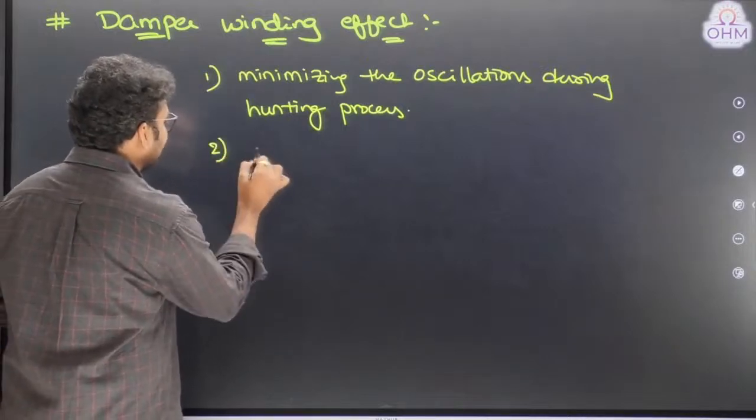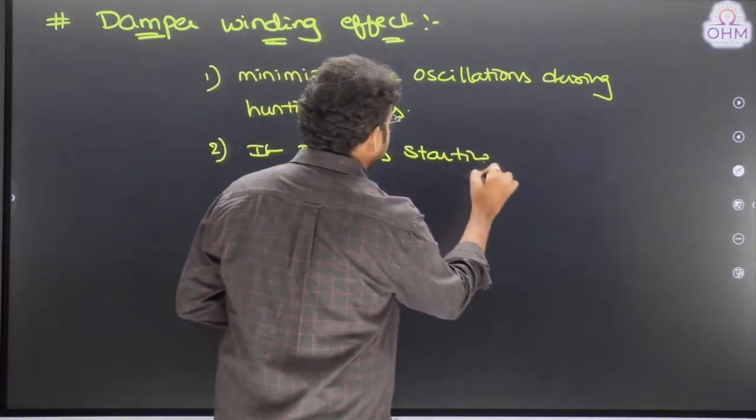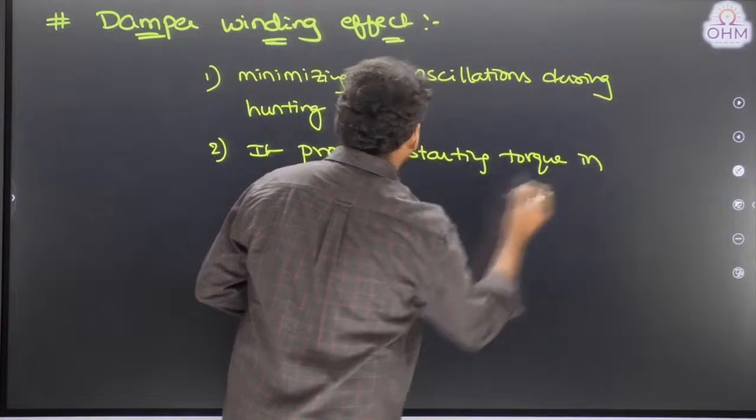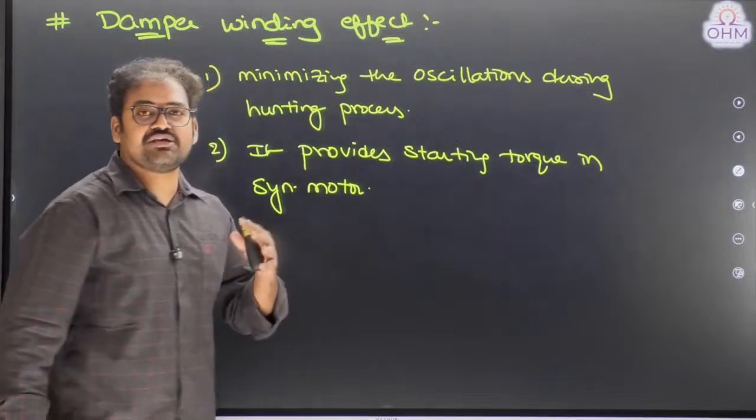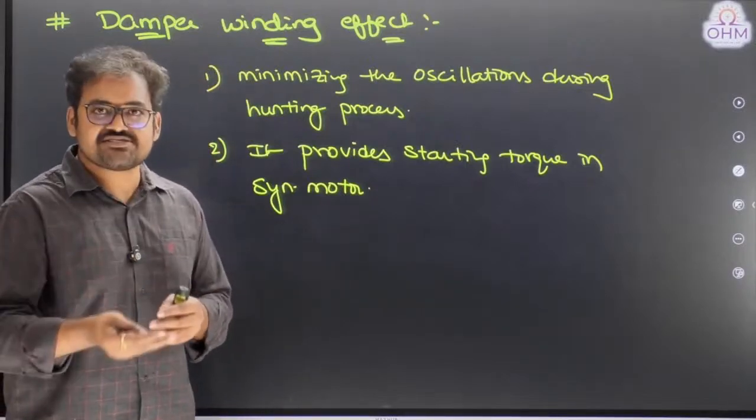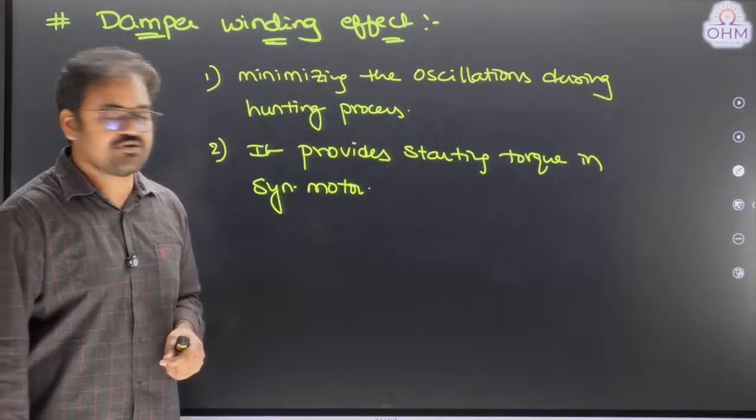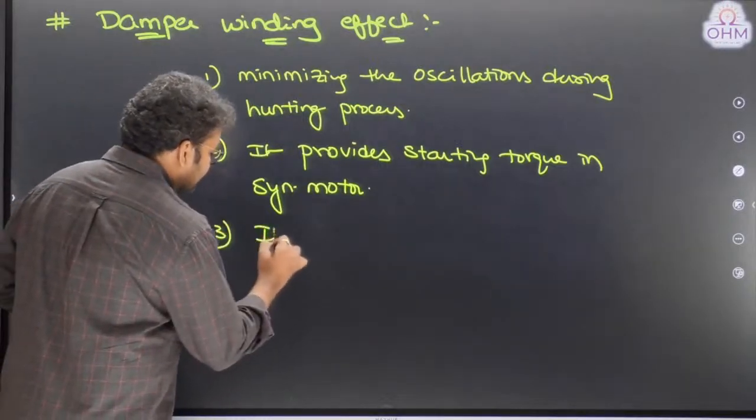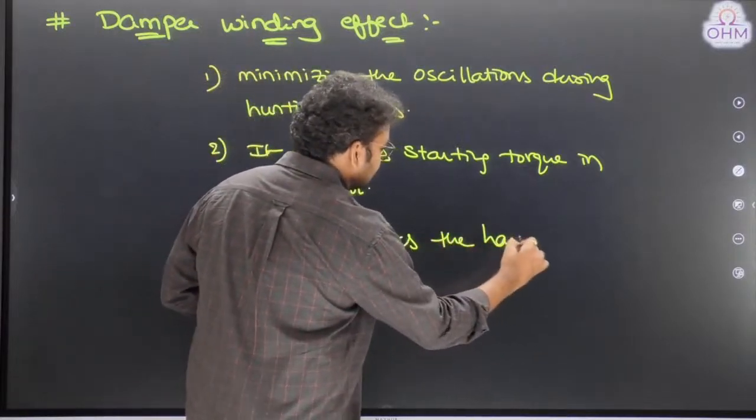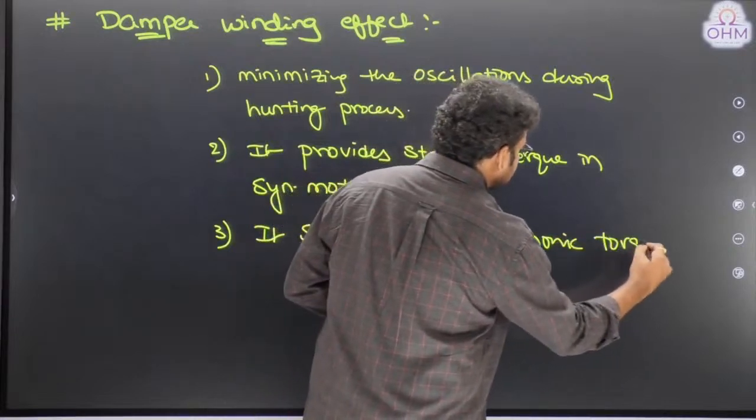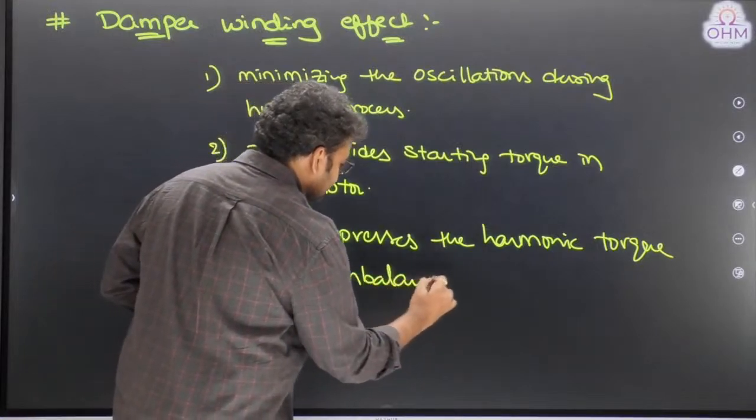Second advantage is that it provides starting torque in a synchronous motor. Inherently, a synchronous motor is not a self-starting motor. In order to make it self-starting, we use damper winding. Damper winding can create starting torque for a synchronous motor. Also, it suppresses the harmonic torques during unbalanced loading conditions.